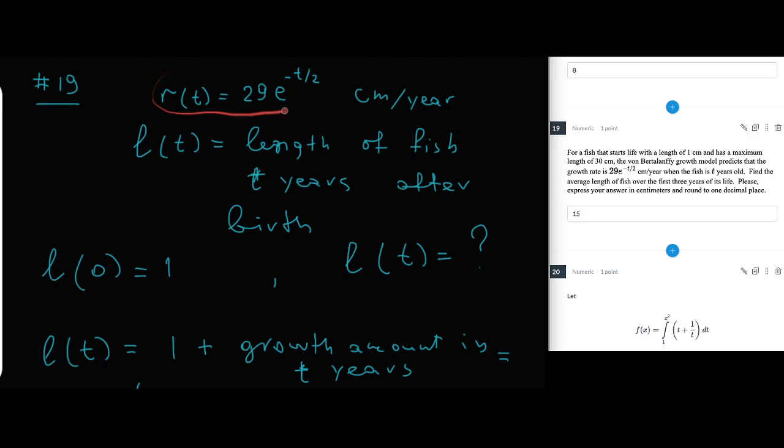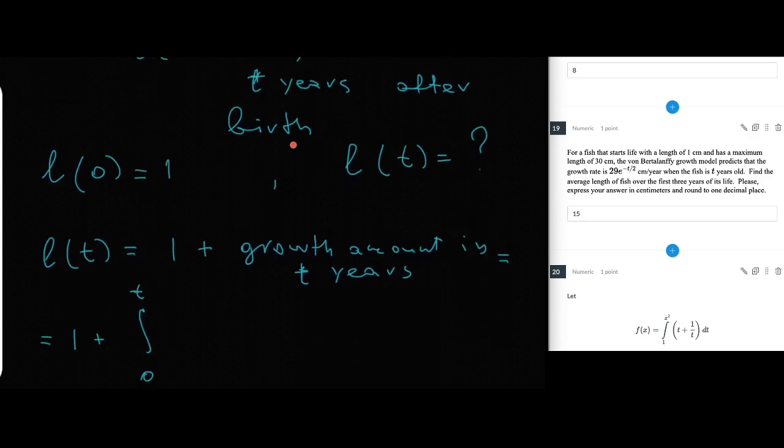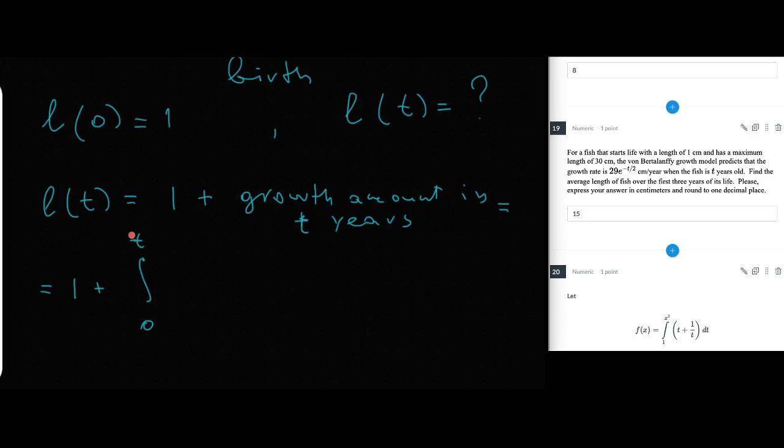So I'm looking at this growth rate, and instead of using t, I'm going to use x, right? And the only reason I'm doing this is because in the integral that I've written now, I'm using t for the upper limit of integration. So in order to avoid the confusion where letter t is used for two different things, I'm going to use x for the variable of integration. So we need to integrate 29 e to the power negative x over 2 dx on the interval from 0 to t.